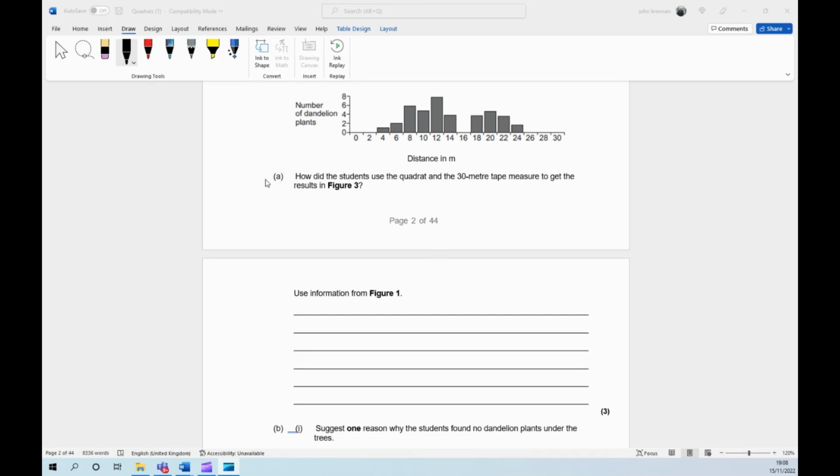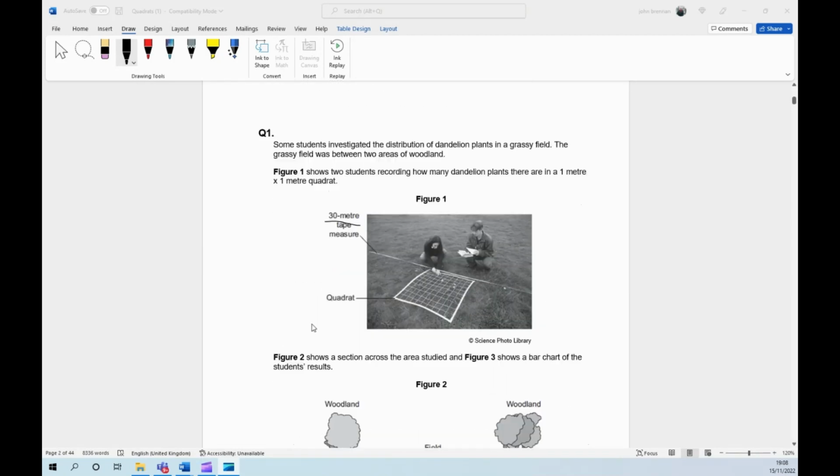So we get to this part of the question here, A. How did the students use the quadrat and the 30 meter tape measure to get the results in figure 3? It says you have to use the information from figure 1. Figure 1 is this diagram. You've got the 30 meter tape measure stretched out, and here's the quadrat next to it. They're recording how many dandelion plants there are in a 1 meter by 1 meter quadrat, so they're counting the number of dandelions within that 1 meter square.